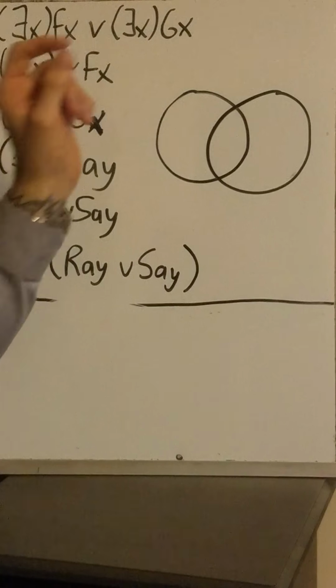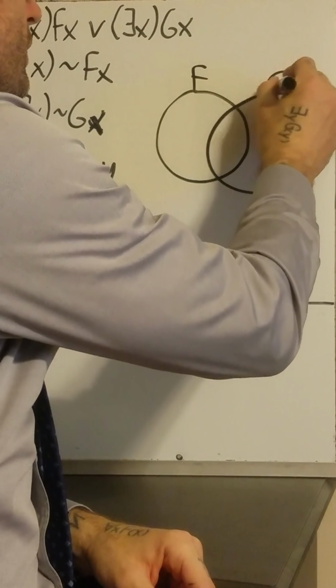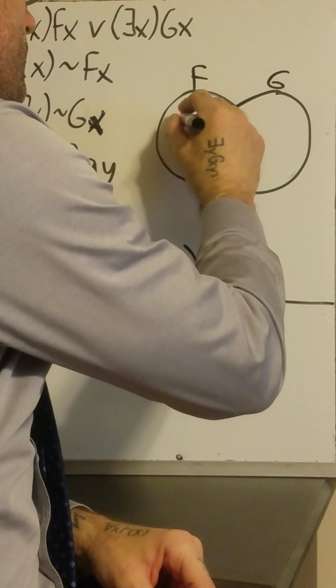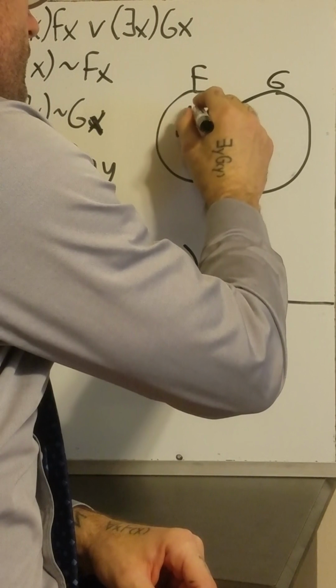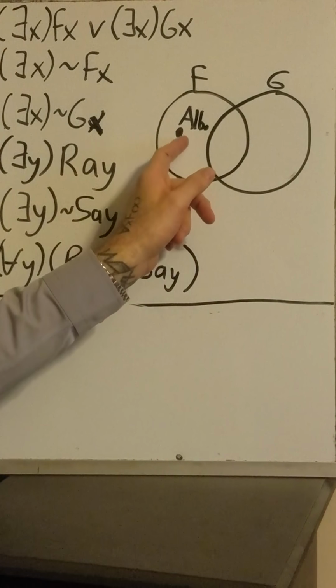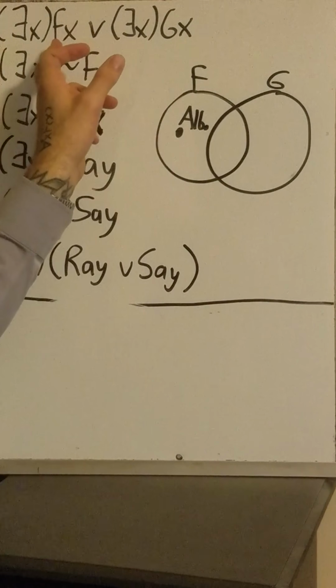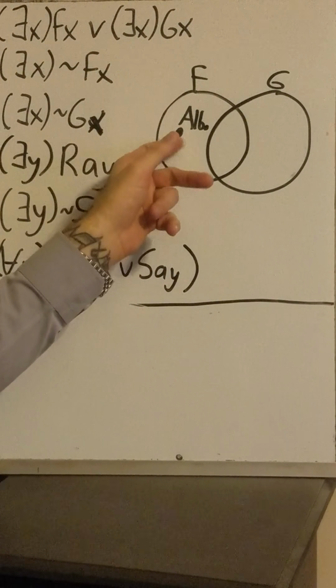So something's F or something's G. Let's go ahead and put this thing, Albert, in the extension of F. So Albert's F. And so something is F or something's G, Albert's F.